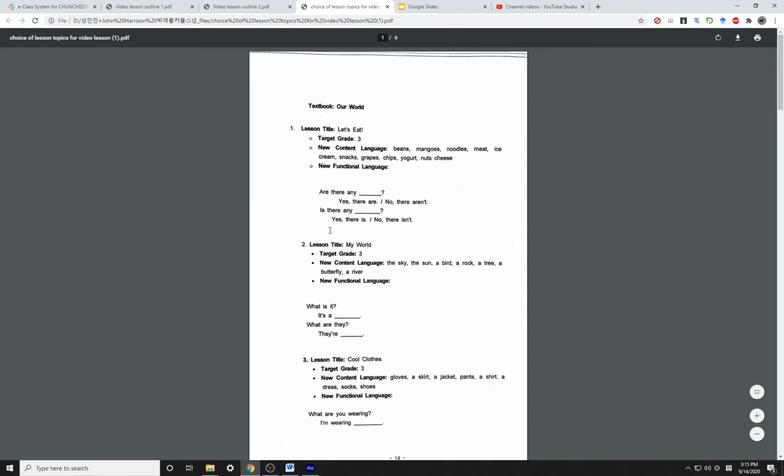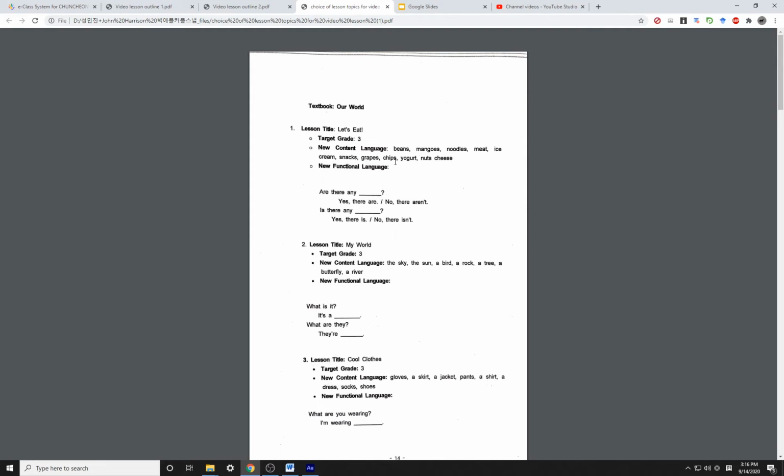And then we have new content language: beans, mangoes, noodles, meat, ice cream, snacks, grapes, chips, yogurt, nuts, cheese. There's a comma there. So, content language, what do you notice? First, they're all edibles, they're all foods. Second, they're all plural. That plays a factor. They're all plural, and you can see we don't say meats in most conversation. Sometimes we do pluralize meat as meats when we're talking about a variety of meat. When we're talking about chicken, beef, pork, duck, horse, all the different kinds of meat. So there, it would be meats.